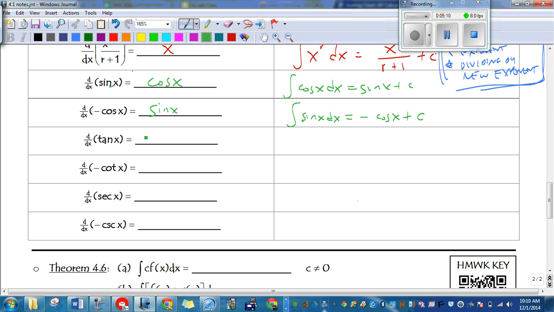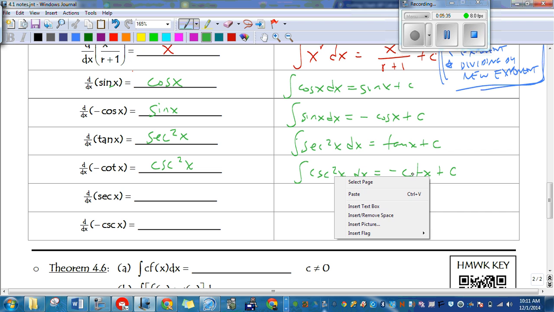but the memorizing kind of makes it a little bit easier. Derivative of tangent is secant squared. So that means the antiderivative of secant squared of x is going to be tangent of x plus c. Derivative of negative cotangent is cosecant squared of x. Antiderivative of cosecant squared is going to be negative cotangent of x plus c.